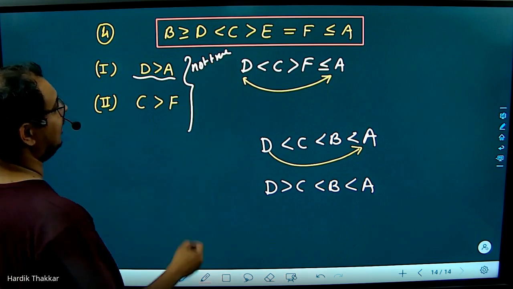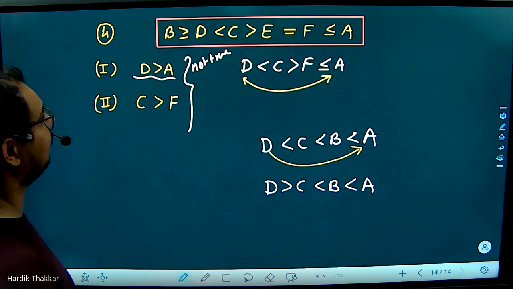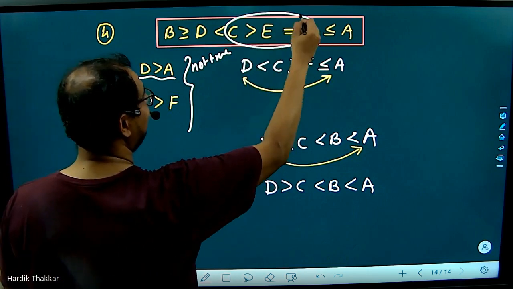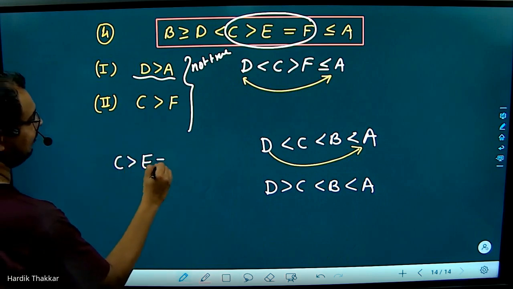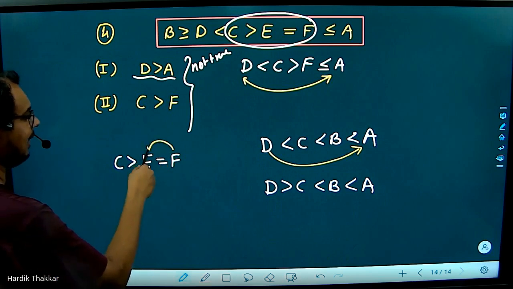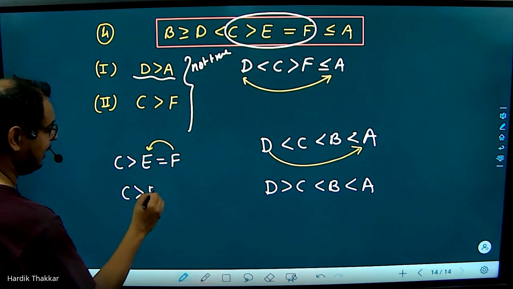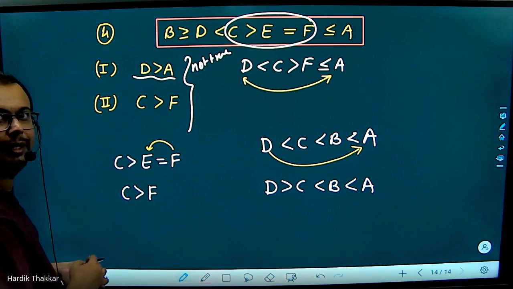Okay. Now let us check for C and F. So look, for C and F, we will consider only this condition. Between C and F, it says that C is greater than E, which is equal to F. Now we can replace E with F also. So here it will be C is greater than F. Now is this conclusion true or not? It is true.